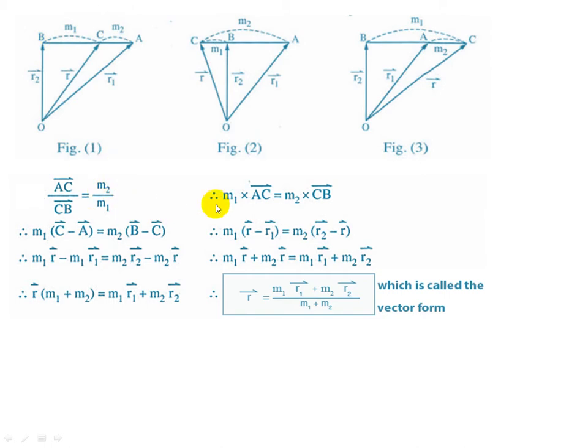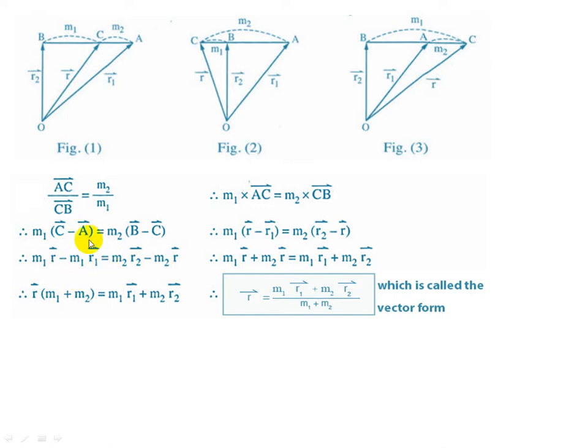Cross multiplication. m1 times vector AC equals m2 times vector CB. Vector AC equals C minus A, vector CB equals B minus C. Replacing vector C, vector A, vector B, write instead of them vector R, vector R1, vector R2 respectively, and distribute m1 and m2 inside the two brackets. m1 times vector R minus m1 times vector R1 equals m2 times vector R2 minus m2 vector R.